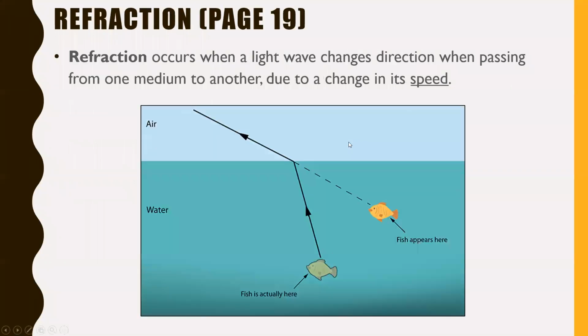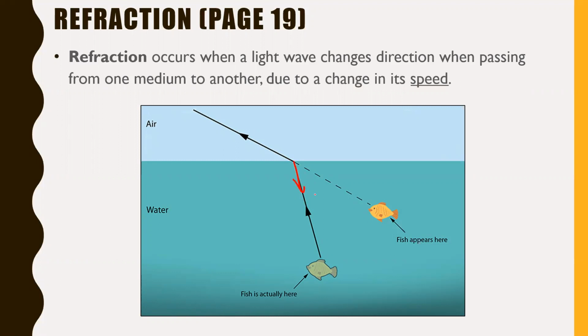Anyway, let's get going. So refraction is on page 19. Refraction occurs when a light wave changes direction when passing from one medium to another due to a change in its speed. So if you had some visible light coming in from the air, as soon as the visible light touches the surface of the water, it has to change its direction to compensate for the fact that it's now in a denser medium. So the denser medium changes the speed, and light behaves in a bit of a weird way where it actually starts to bend.